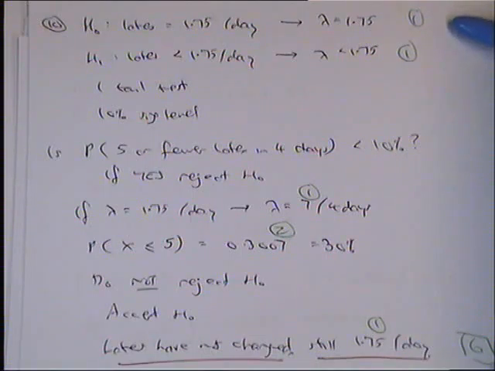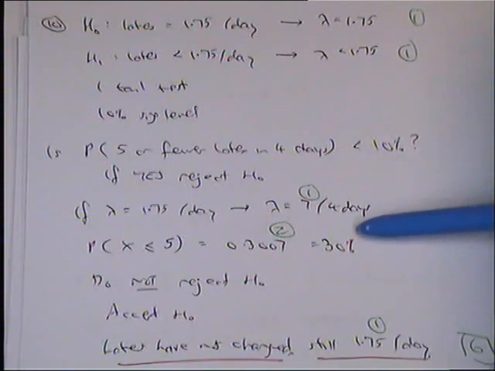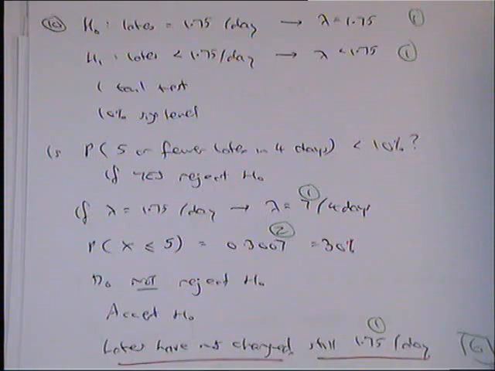So, a mark for the null hypothesis, a mark for the alternative hypothesis, a mark for scaling up lambda, 2 marks for the probability, and 1 mark for your conclusion, 6 marks altogether on question 10.